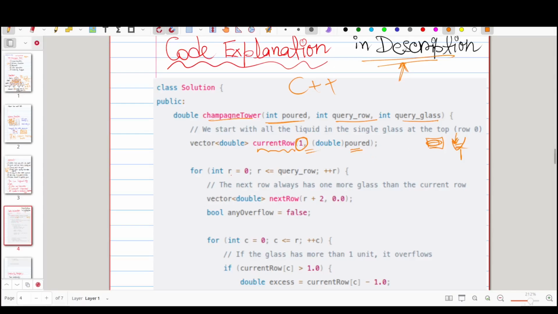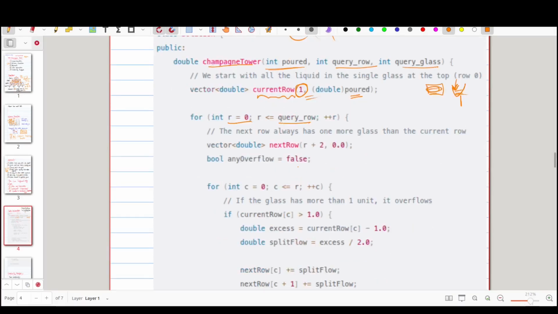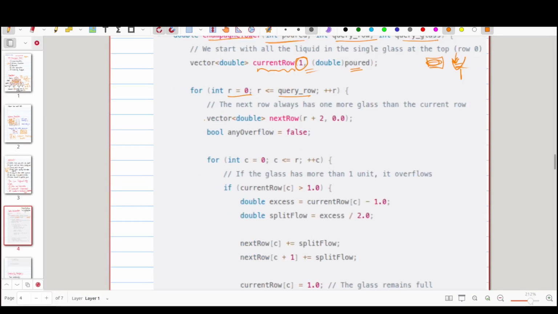Now we iterate row equal to 0 to query row, and for each row we take a next row as an array to track the next row state. That means for the first one we just want to track the second row state, and we fill in the next row state, and also take a boolean, any overflow. First of all we initialize it to false. If there is overflow, then we can simply turn it to true.